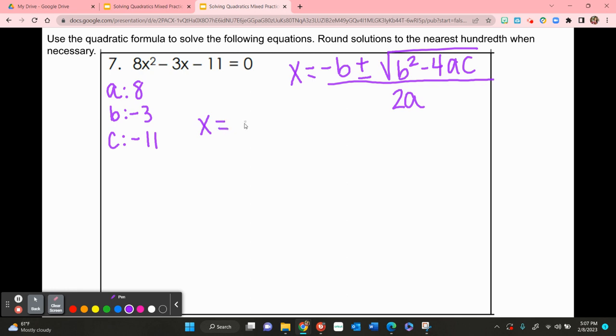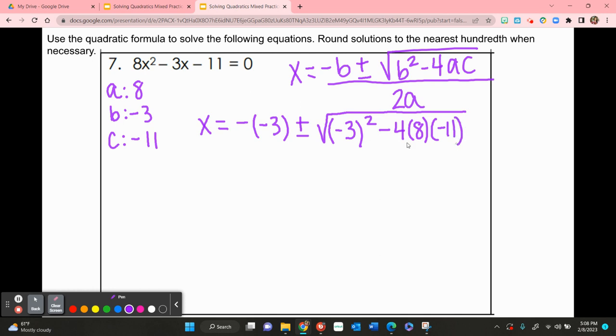So I have x equals negative b, which is negative 3. So I'm going to put b in parentheses, plus or minus the square root of b squared. And again, because b is a negative number, we always want to put that in parentheses, especially when we are squaring it in our calculator. Minus 4a, which is 8, times c, which is negative 11. And this is all over 2a, which is 8.